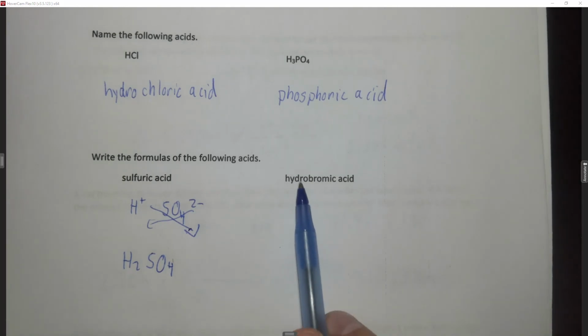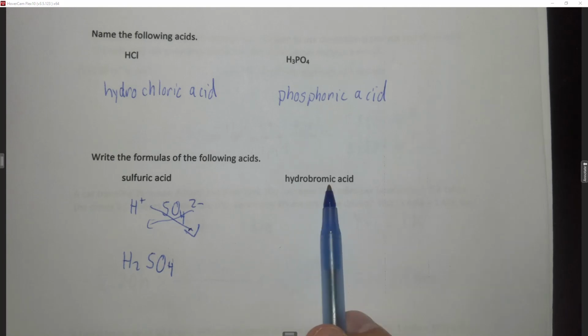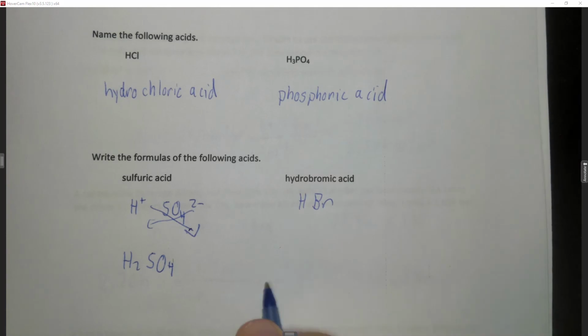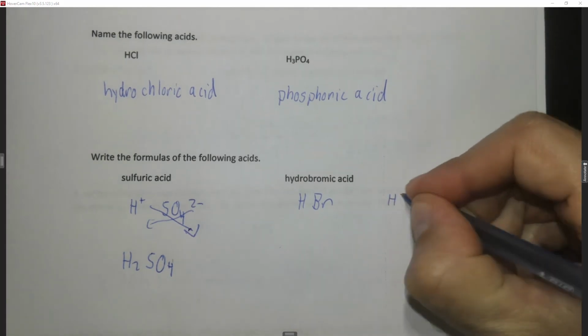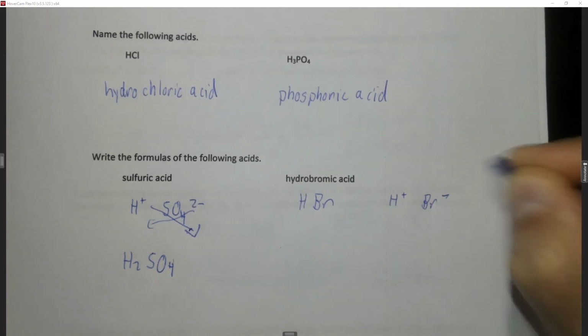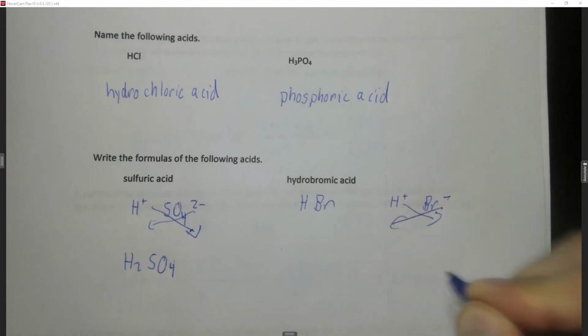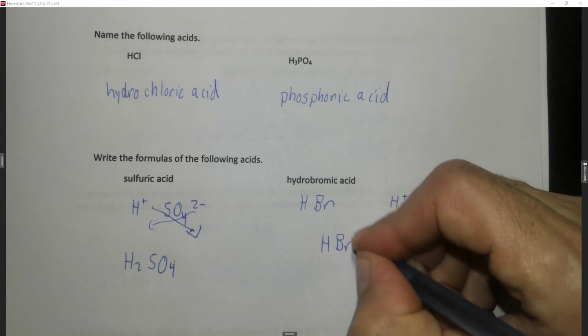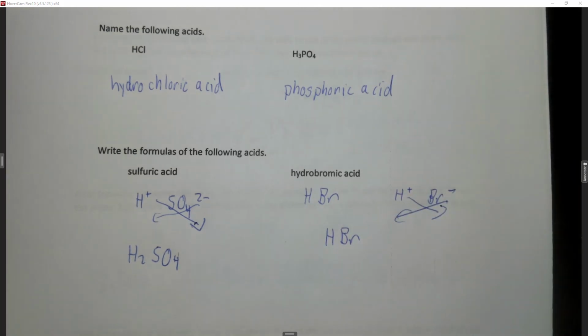Hydrobromic acid, this is going to be a monoatomic ion, and not surprisingly, because it's hydrobromic, it's going to be Br. So this is just HBr. If you're wondering about the charges, you could do it that way too. You have H+ and Br-. The halogens are all a single charge, so then we get HBr. So that is basically how this works.